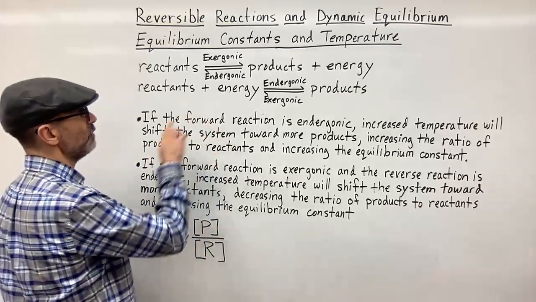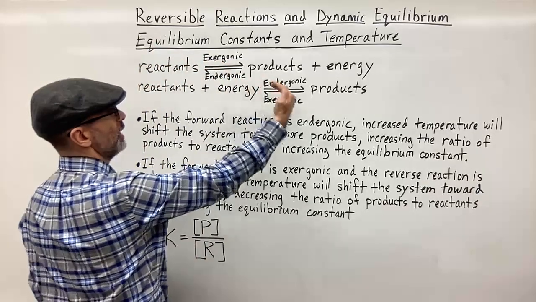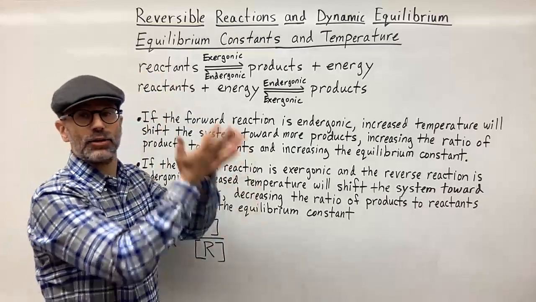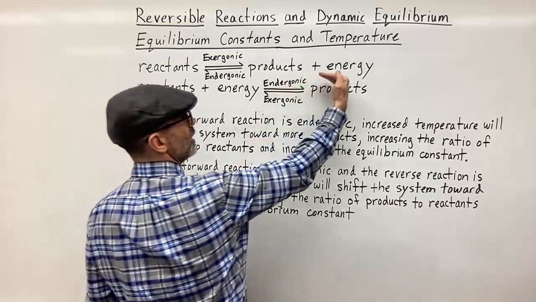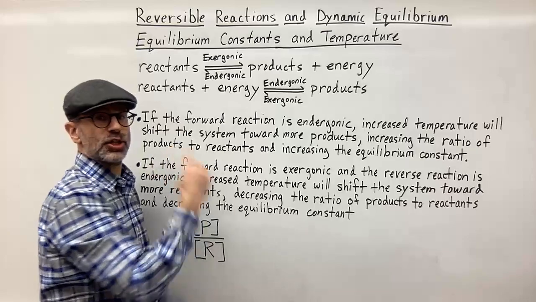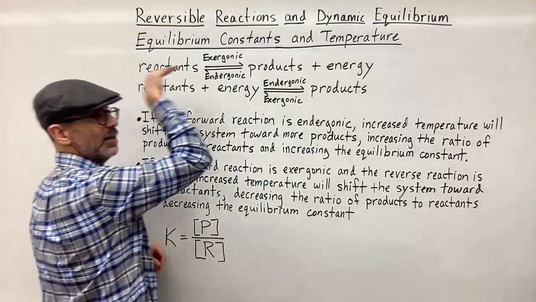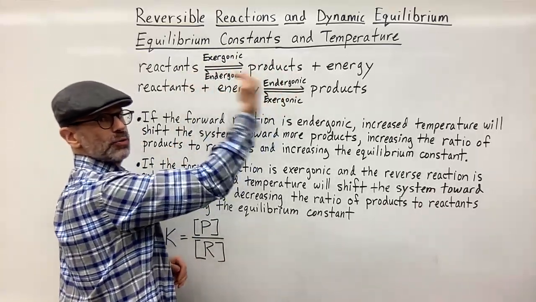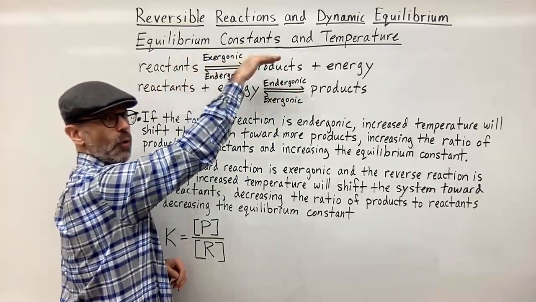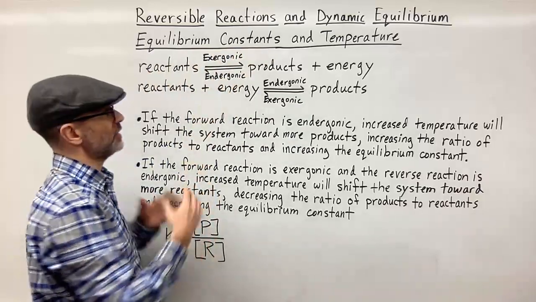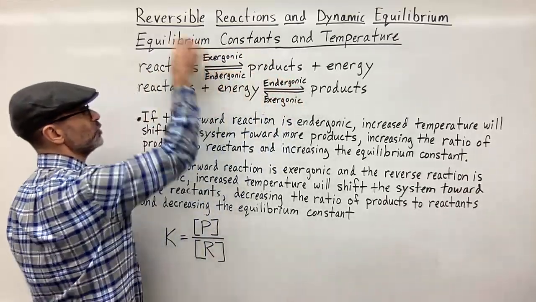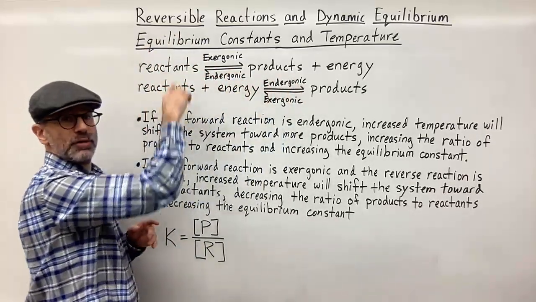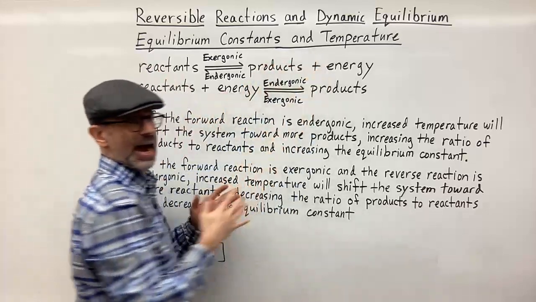So here, if I increase the temperature for the first one, it's endergonic in this way. So increasing the temperature is going to cause the reverse reaction to go faster than the forward reaction is. So it's going to affect the reverse reaction more than it is the forward reaction. So what's that going to do? It's going to shift the equilibrium towards the reactants, right? So more reactants are ending up being formed than products at equilibrium.